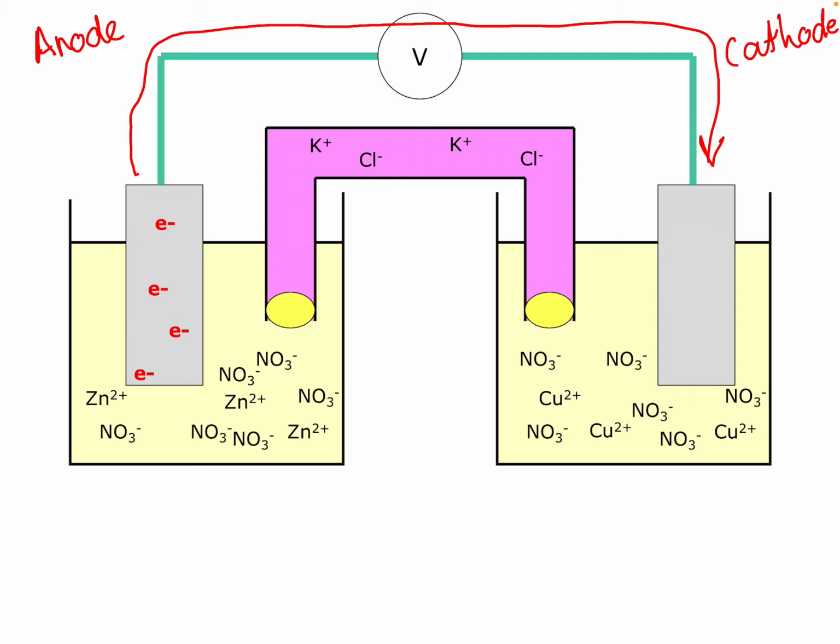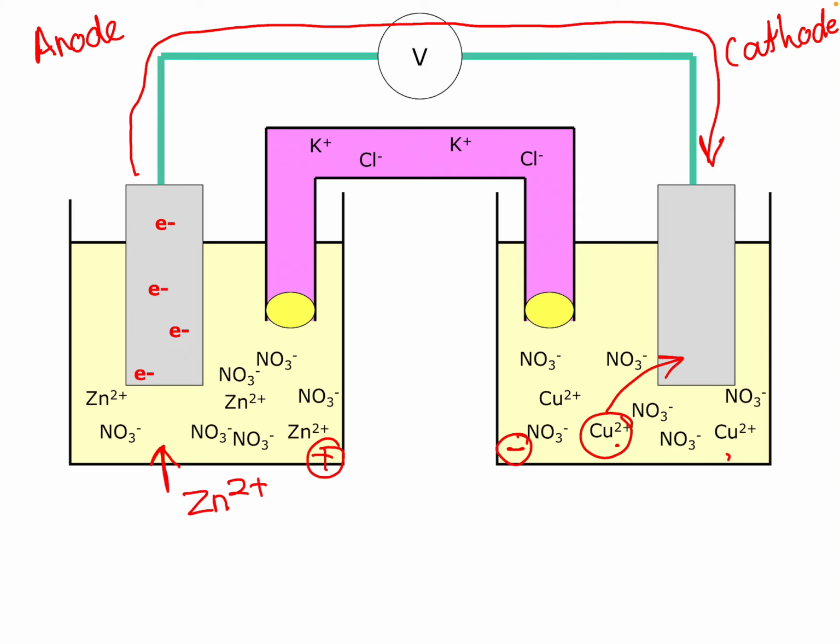When these electrons disappear, this solution starts to become positive because we keep adding zinc 2+ ions in here. So this becomes a positive solution. Here, we're taking the copper 2+ out. So this becomes a negative solution. That's a problem, because if this solution becomes negative, the electrons aren't actually going to want to go there.